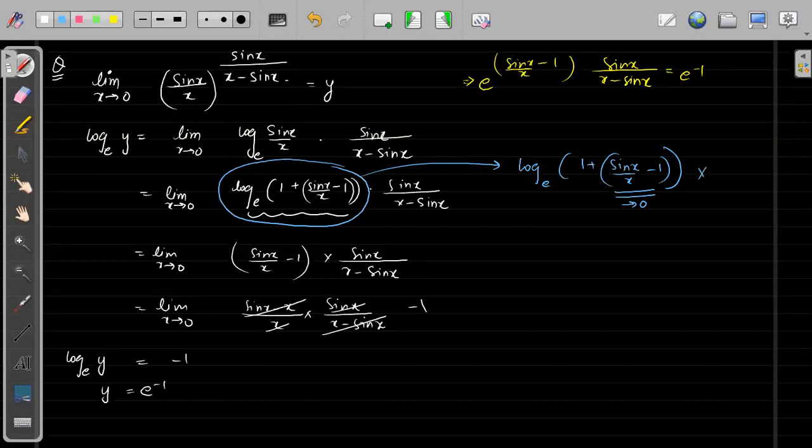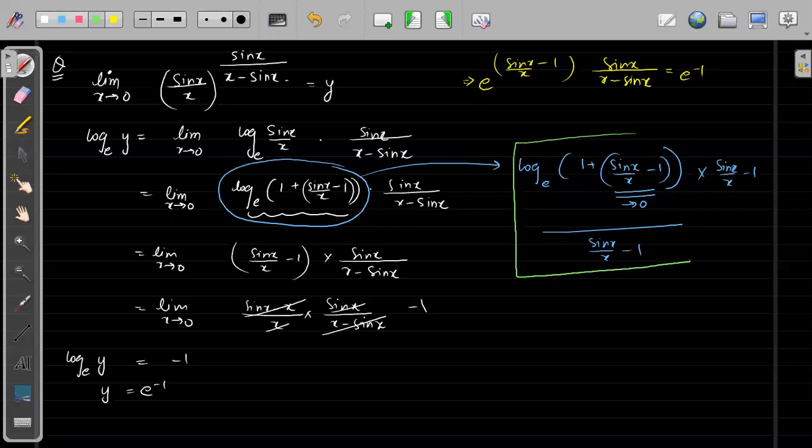So what I will do is multiply with sine x by x minus 1 and divide with sine x by x minus 1, right? Now this is also tending to 0, this is also tending to 0. If I combine this whole thing, it will tend to 1. So the only thing left is sine x by x minus 1. Did you understand? Who asked the question? Vishnu, did you understand now? Yes, very good.